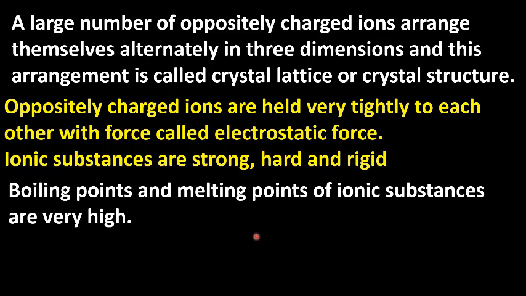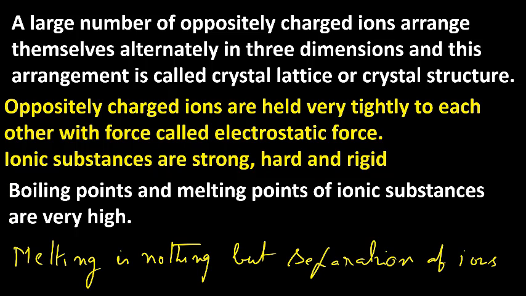The boiling points and melting points of ionic substances are very high. Why is it so? Because the electrostatic attractions make the ions held very tightly with each other. Therefore, what is melting? Melting is nothing but separation of ions. Since ions are to be separated by breaking the strong electrostatic attractions, they need a lot of energy. The energy required to break the attractive forces is nothing but the melting point or boiling point. Thus, ionic substances have very high melting and boiling points because of the electrostatic attractions.